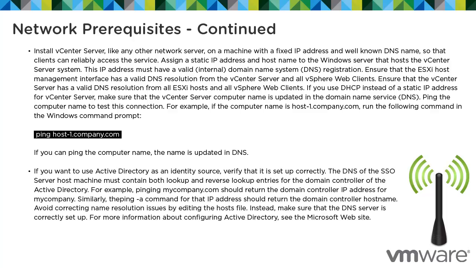If you want to use Active Directory as an identity source, verify that it is set up correctly. The DNS of the single sign-on server host machine must contain both lookup and reverse lookup entries for the domain controller of the Active Directory. For example, pinging mycompany.com should return the domain controller IP address for mycompany. Similarly, the ping -a command for the IP address should return the domain controller hostname.